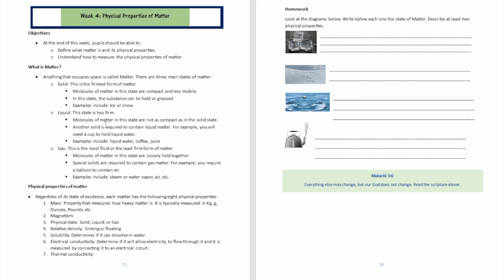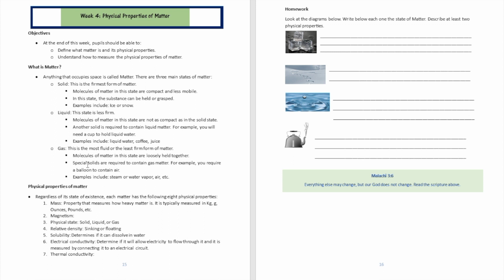Then in the liquid state, the matter is less firm. So molecules of matter in this state are not as compact as the solid state. Another solid is required to contain liquid matter, and that's going to be true. So if you have liquid matter, for example, like water, you can't hold water with your hand really easily. You got to get a cup, right? You get a cup of water, you can get a kettle, you can get a container to hold your water. The same thing is going to go for your coffee or your juice. Well, that's going to be liquid matter.